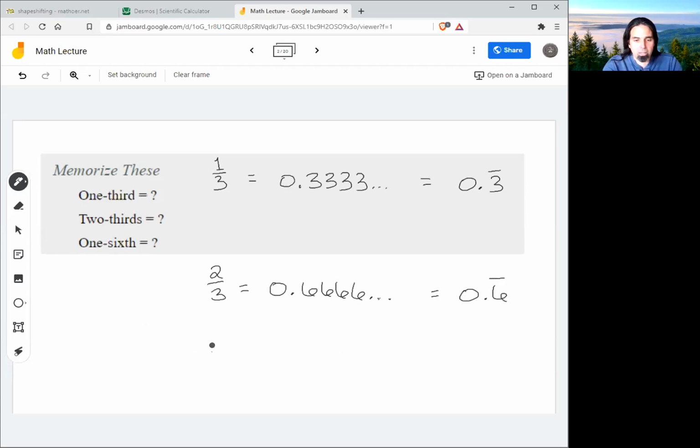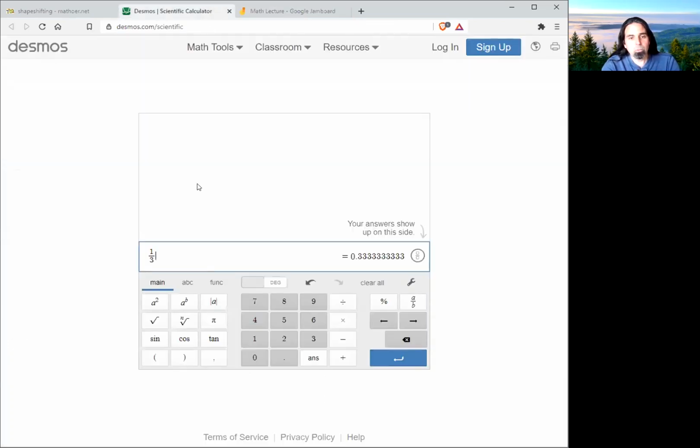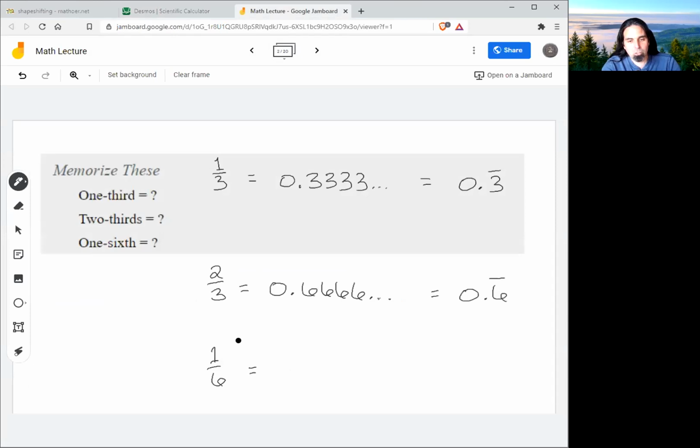And then 1/6, if I look at that one, it's going to be half of a third, which isn't quite obvious what to do. But it's 0.1 and then lots of 6's. This 7 is really more 6's. It's just rounding up on the calculator when it gets to the edge of the screen.